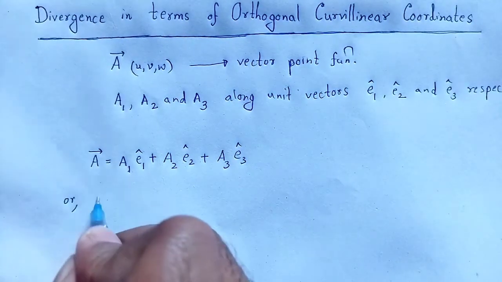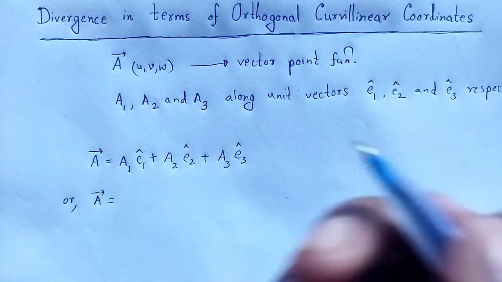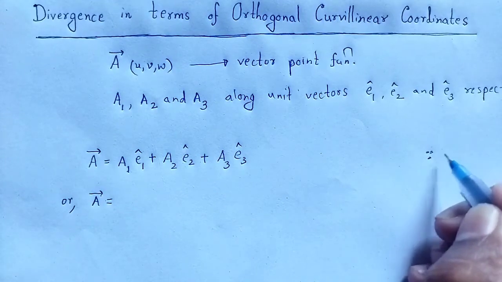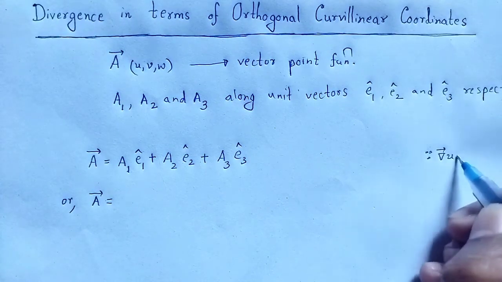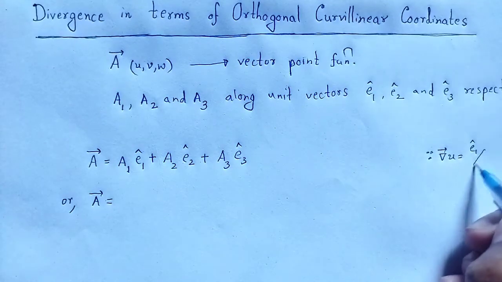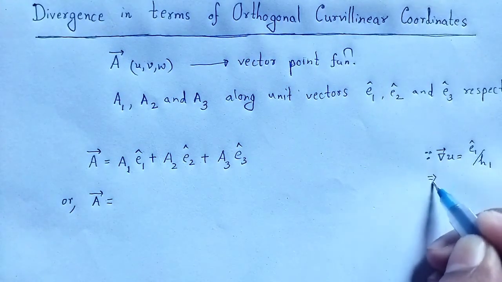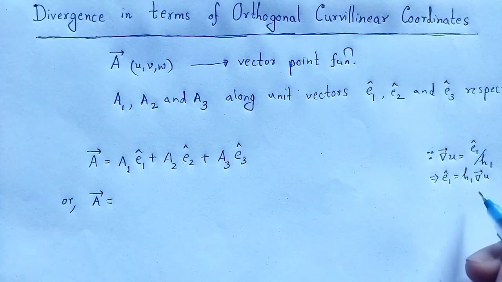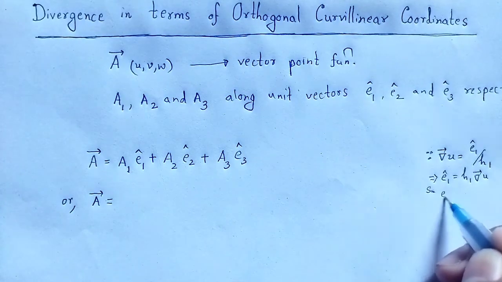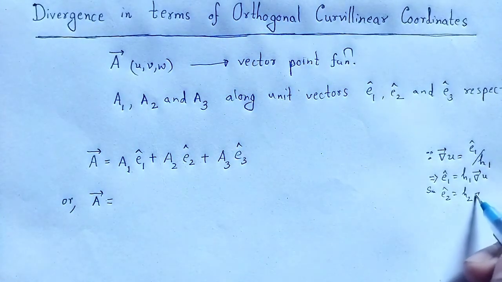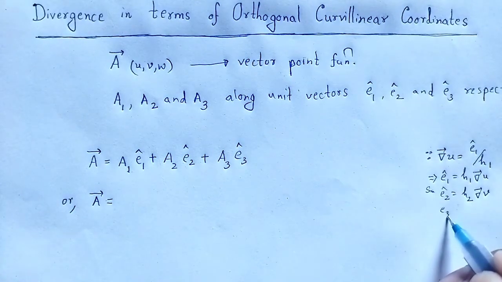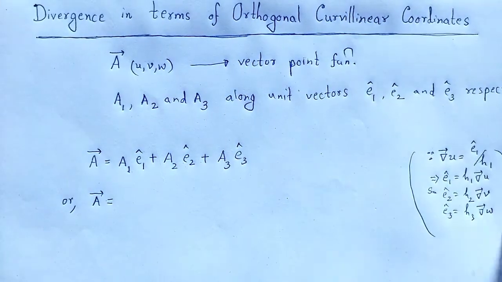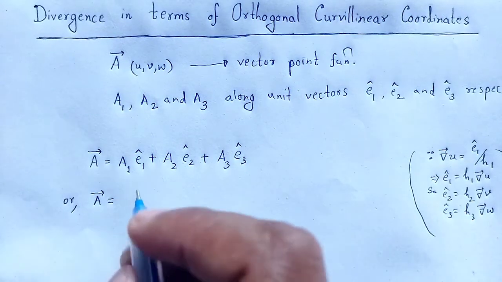or the vector A is equal to, as we know, grad of u is equal to e1 cap divided by h1, which implies e1 cap is equal to h1 grad of u. Similarly, e2 cap is equal to h2 grad of v and e3 cap is equal to h3 grad of w, as we discussed in the previous video.